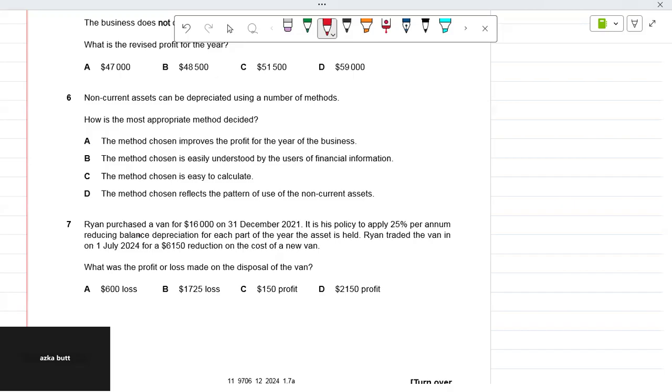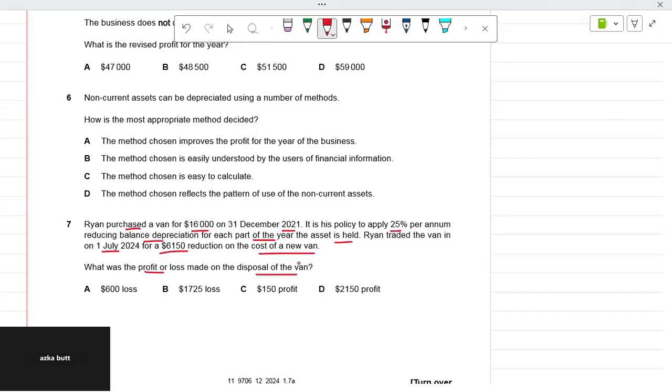Okay, question number 7 says that Ryan purchased a van for $16,000 on 31st December 21. It is his policy to apply 25% per annum reducing balance depreciation for each part of the year the asset is held. Ryan traded the van in on 1st July 24 for a $6,150 reduction in the cost of a new van. What was the total profit or loss made on the disposal of the van?